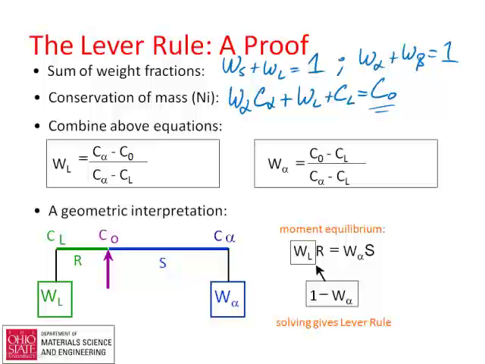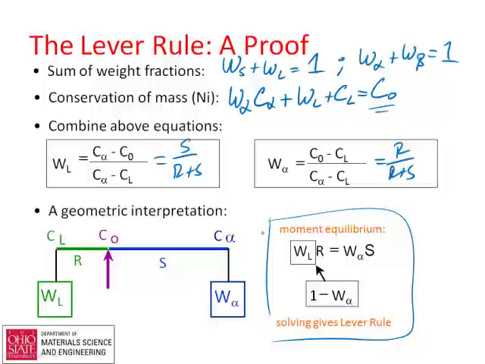So when we do that, we end up getting this, where the weight fraction of liquid is S over R plus S, and R over R plus S gives you the weight fraction of alpha. And that looks a lot like a lever, and so that's why we call this the lever rule. That's basically all this is.